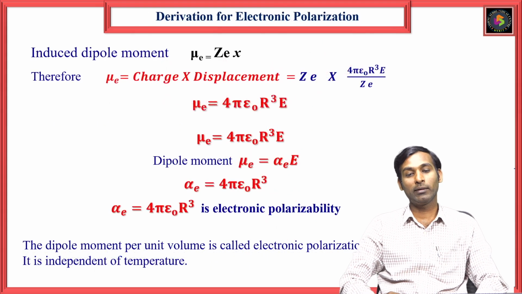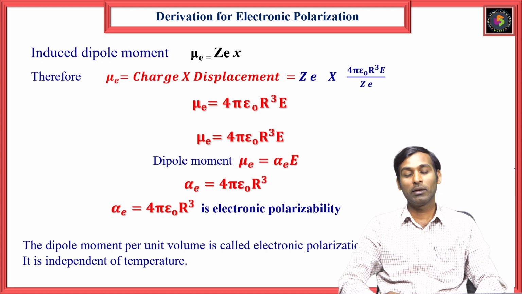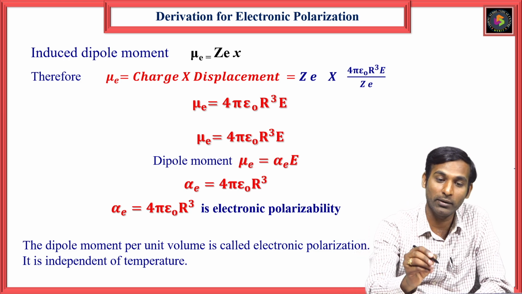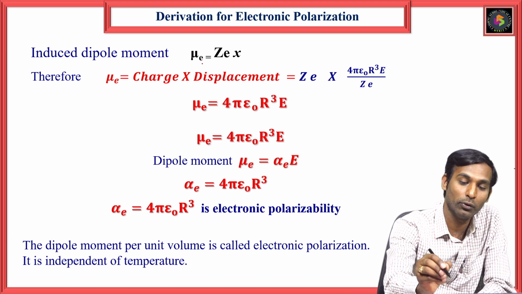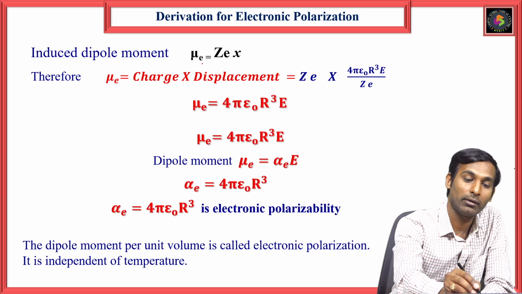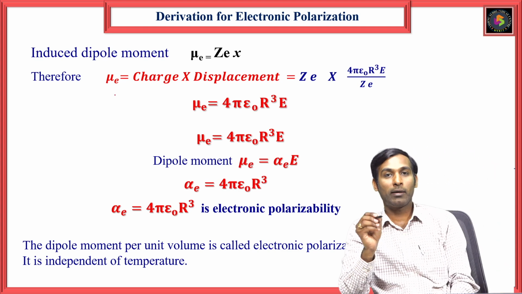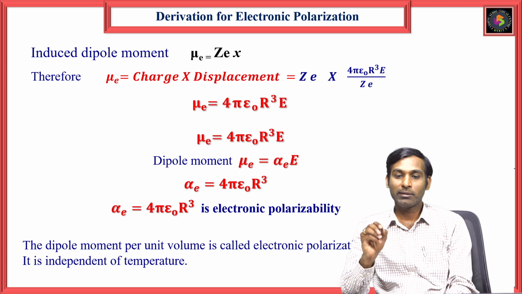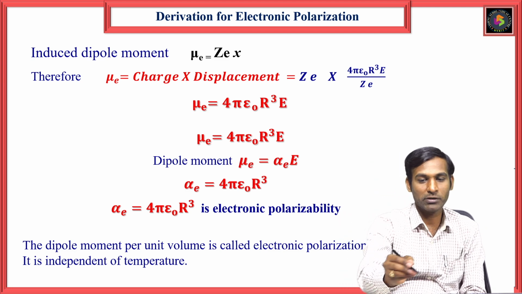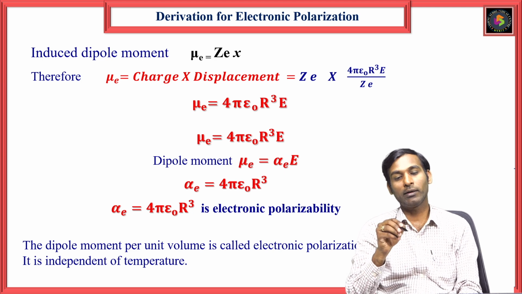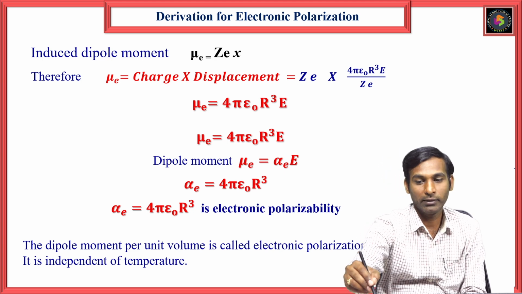Coming to the next slide, you can see here, induced dipole moment can be written as ZE into X. Therefore, electronic induced dipole moment. Here the parameter notation is very, very important. Every time we have to write mu E. Mu E is known as electronic induced dipole moment. So electronic induced dipole moment can be written as charge into displacement. Charge can be written as ZE in the equation form, multiplied by, what is our displacement? Displacement, this is the equation.